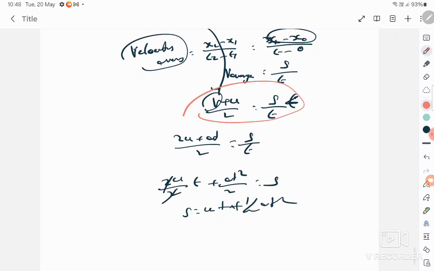The third equation of motion, if you start from here, take this equation and multiply both sides with v minus u.